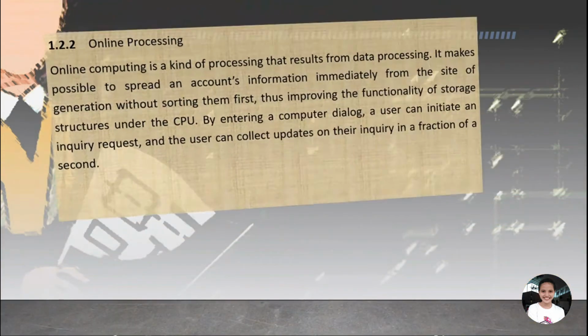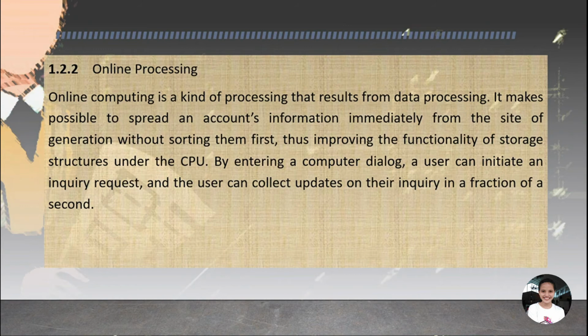The next mode of data processing is online processing. Online computing is a kind of processing that results from data processing. It makes it possible to spread an account's information immediately from the site of generation without sorting it first, thus improving the functionality of storage structures under the CPU.